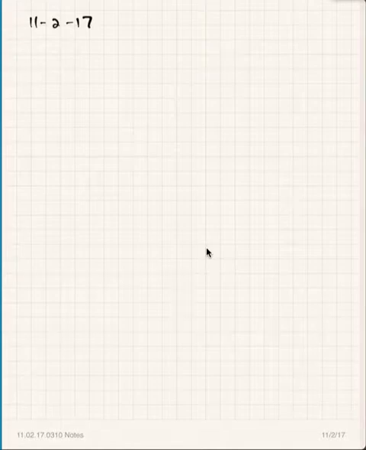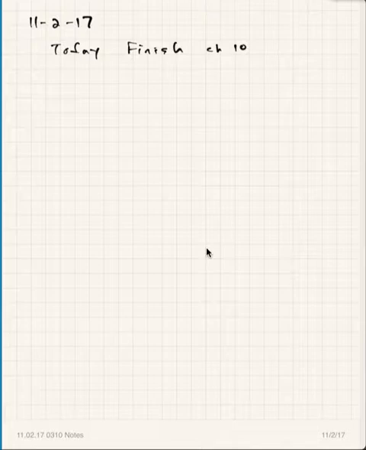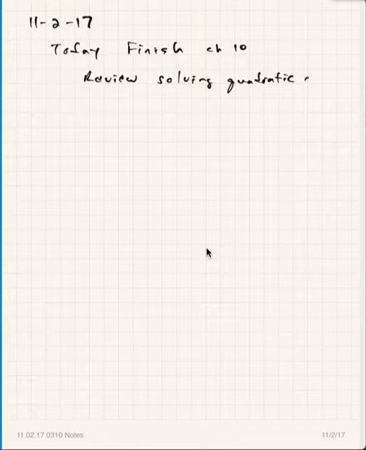All right, so this is November the 2nd, and today we are finishing up chapter 10, so we're going to do that first. What we're going to do is review solving quadratic equations. We're going to go through a quick review, because those were things we were talking about before the exam, but those were not on your exam.